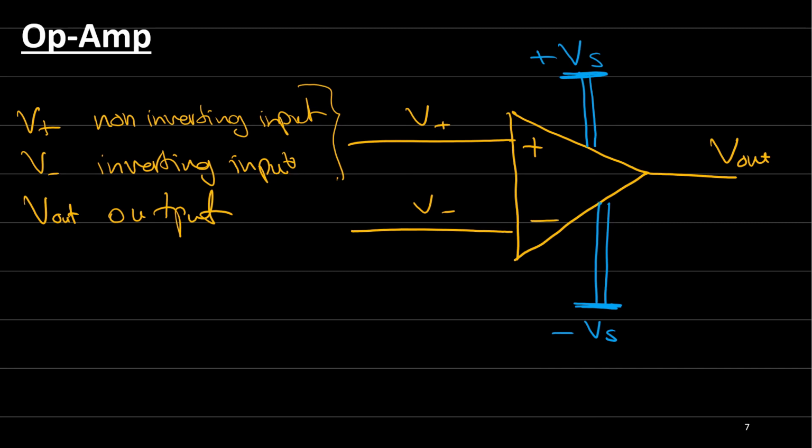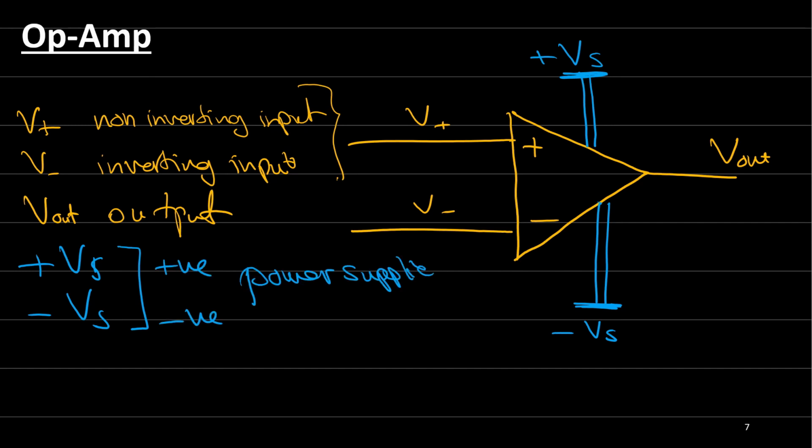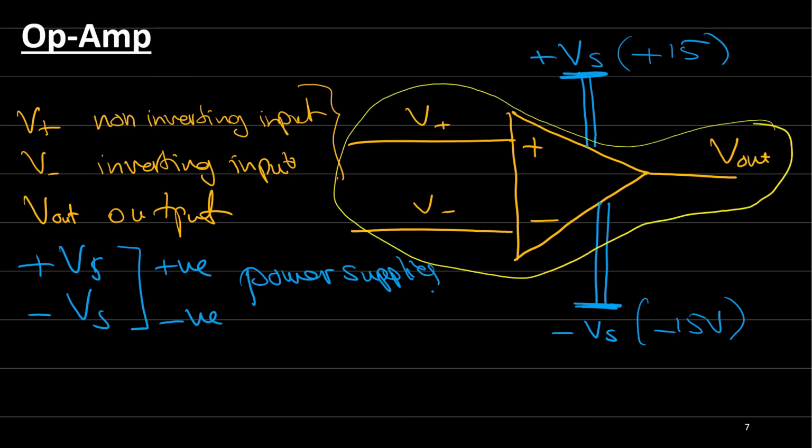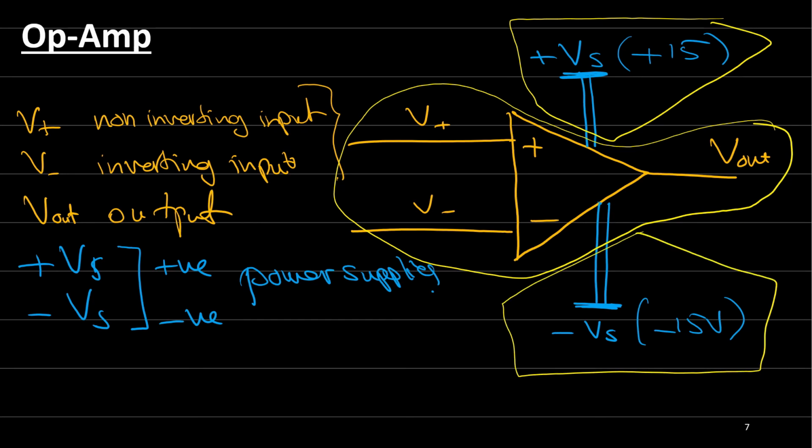And here, these are just the external power sources, the positive and the negative power supply. These values can be in the range of plus 15 volts, minus 15 volts. Conventionally, the power supply connections are not shown in the circuit diagram. We just show the operational amplifier with the two inputs and the output. Only in the practical circuit do we connect this to supply the op-amp.